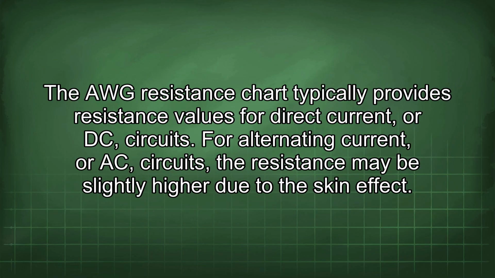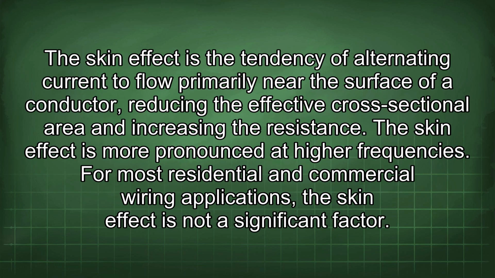The AWG resistance chart typically provides resistance values for direct current, or DC, circuits. For alternating current, or AC, circuits, the resistance may be slightly higher due to the skin effect. The skin effect is the tendency of alternating current to flow primarily near the surface of a conductor, reducing the effective cross-sectional area and increasing the resistance. The skin effect is more pronounced at higher frequencies.